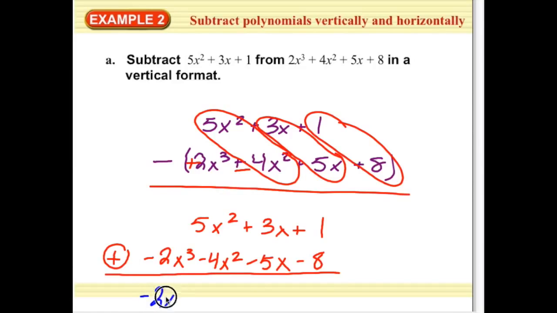So negative 2x cubed, 5x squared, and negative 4x squared is just 1x squared. Positive 3x and negative 5x is negative 2x. And 1 and negative 8 is negative 7. So that would be the same as 5x squared plus 3x plus 1 minus 2x cubed plus 4x squared plus 5x plus 8.